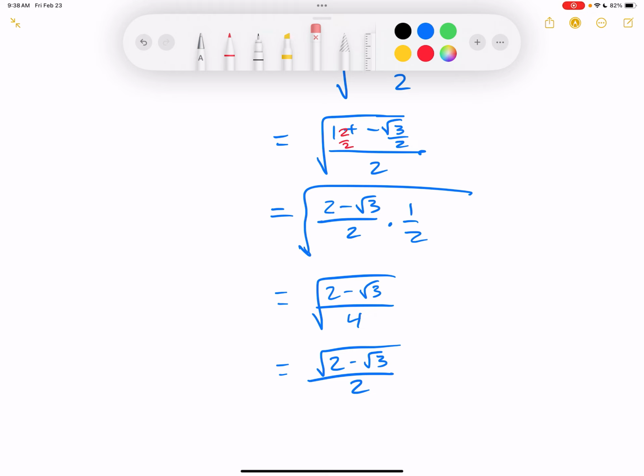How come on the last thing you just wrote, only the top isn't a root? Because the square root of 4 is 2. Okay. Rules of radicals say that I can split this. But I'm not writing every little thing out because it's a lot.